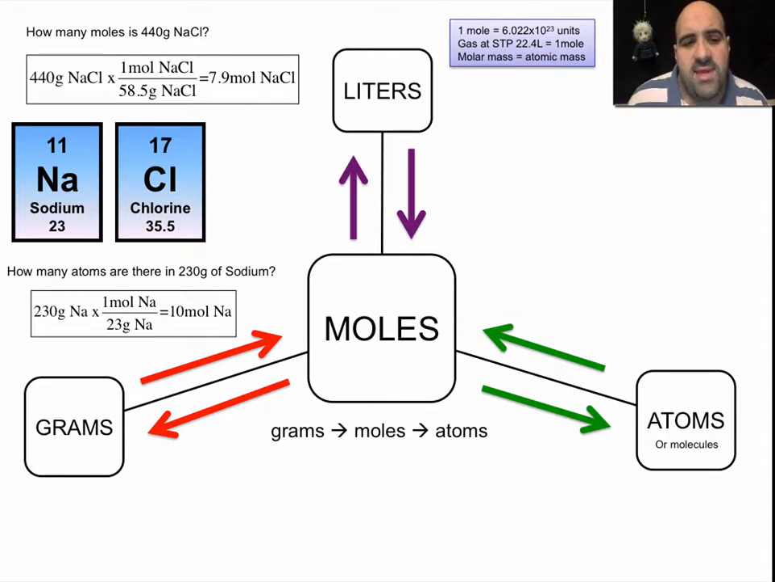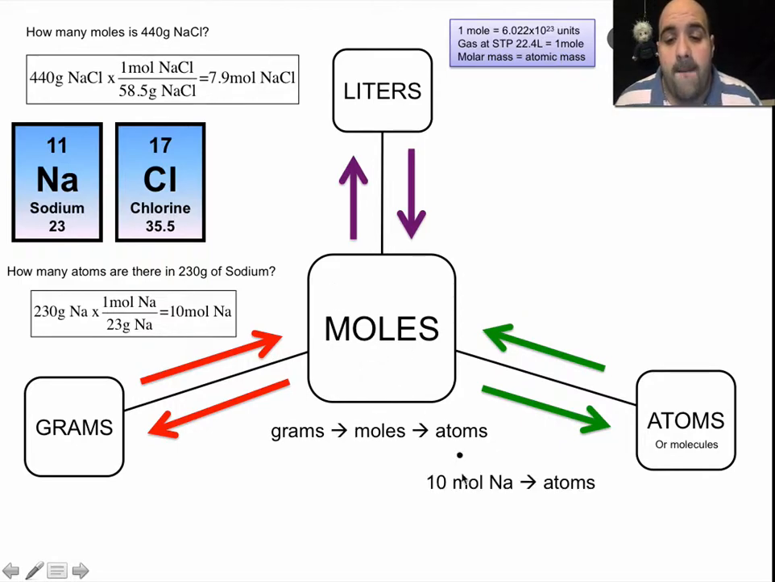It turns out that 230 over 23 is 10. I picked that number for a reason. So we would have 10 moles of Na. 230 grams would be 10 moles. How many atoms is that? Well, we're going now from 10 moles into atoms, and we just do what we normally do.